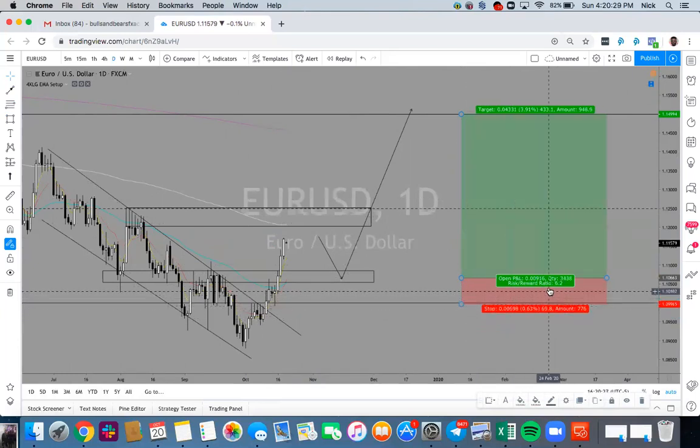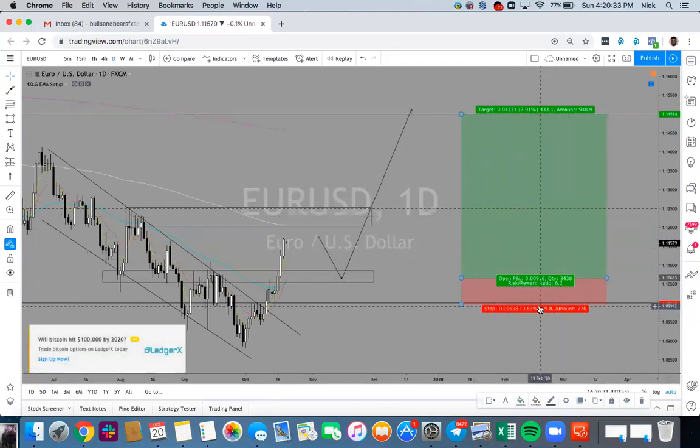But basically, this is a 6-to-1 risk to reward ratio because we're risking 60 pips or a little bit lower.